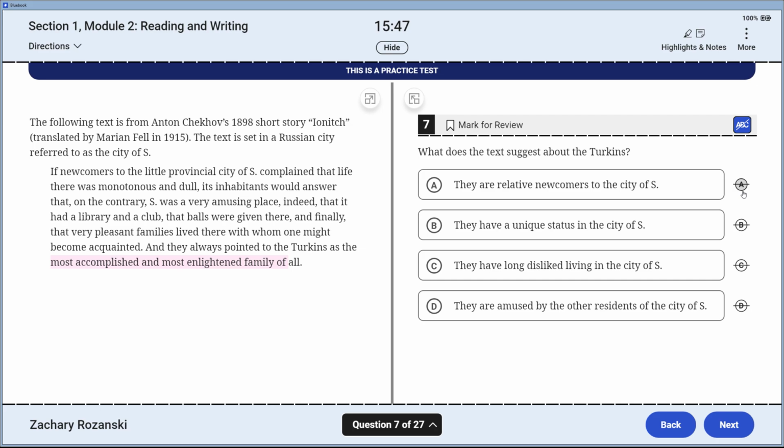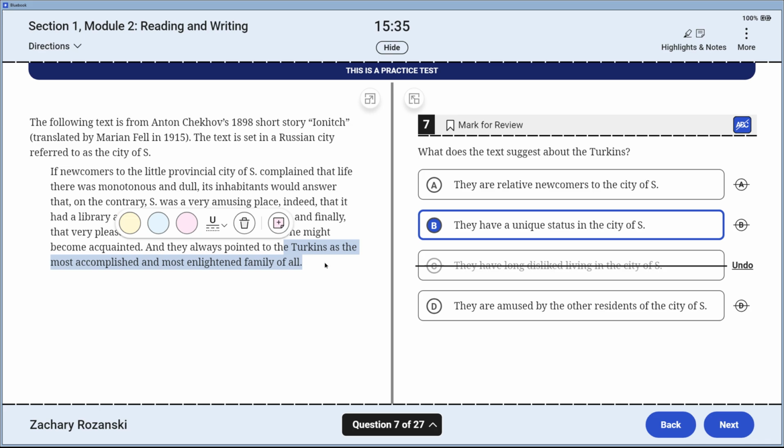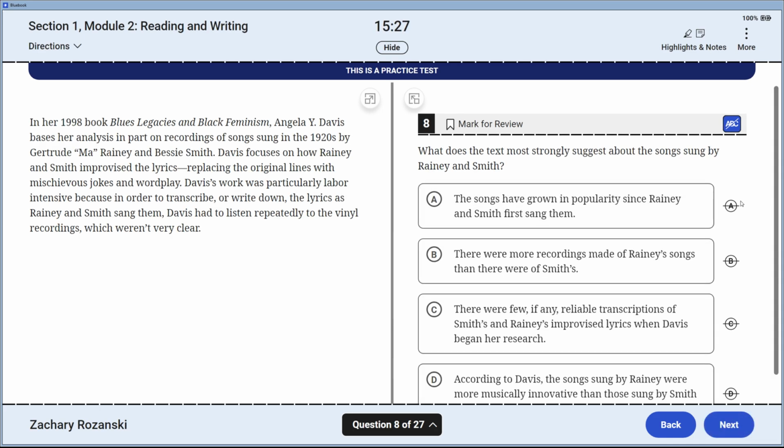They're relatively newcomers. I don't remember that. They have a unique status, most accomplished and most enlightened. I like that. No, this detail that I found seems to refute C. They're amused by others. I don't have that. It says this, as they always pointed to the Turkins as the most accomplished. They have a unique status in the city. How do I know that they have a unique status? Because they would always be pointed to by the people as this. B is the right answer. Pick it and move on.